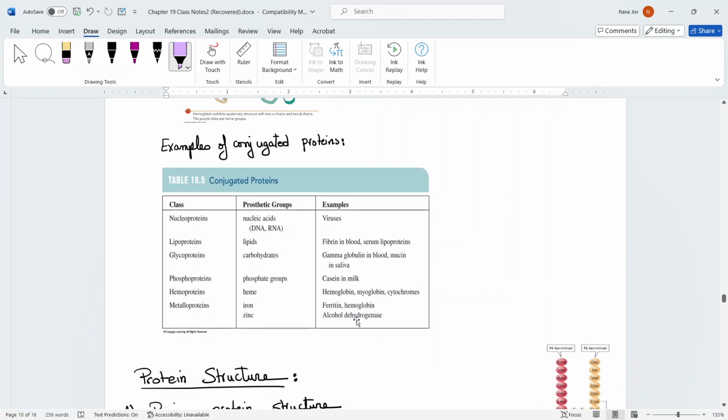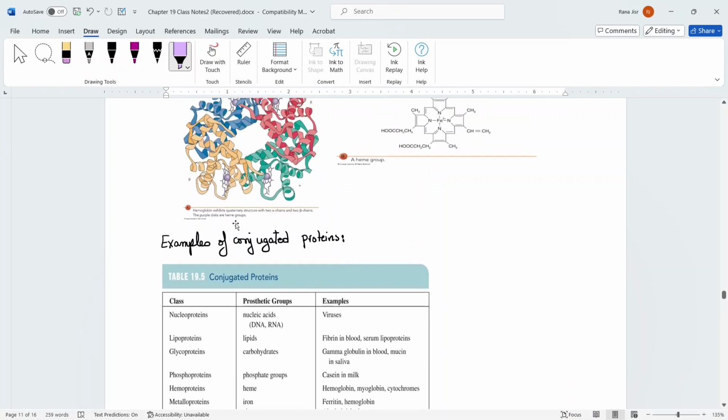This table over here has examples of prosthetic groups that are found in proteins. Nucleoproteins have DNA and RNA as a prosthetic group. Lipoproteins, for example, have lipids in there. Glycoproteins have carbohydrates.